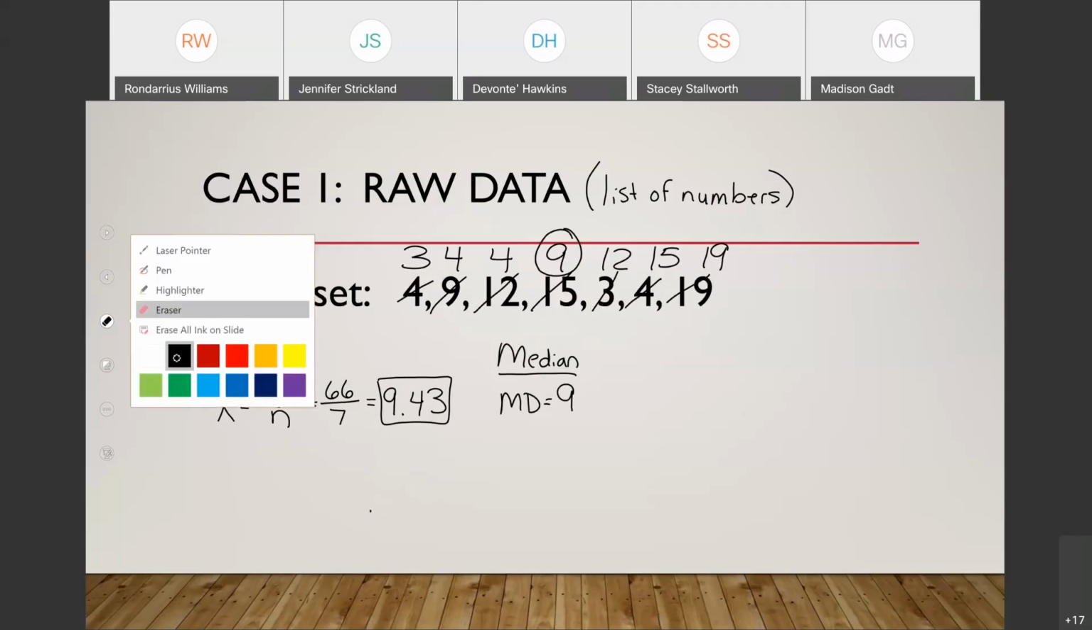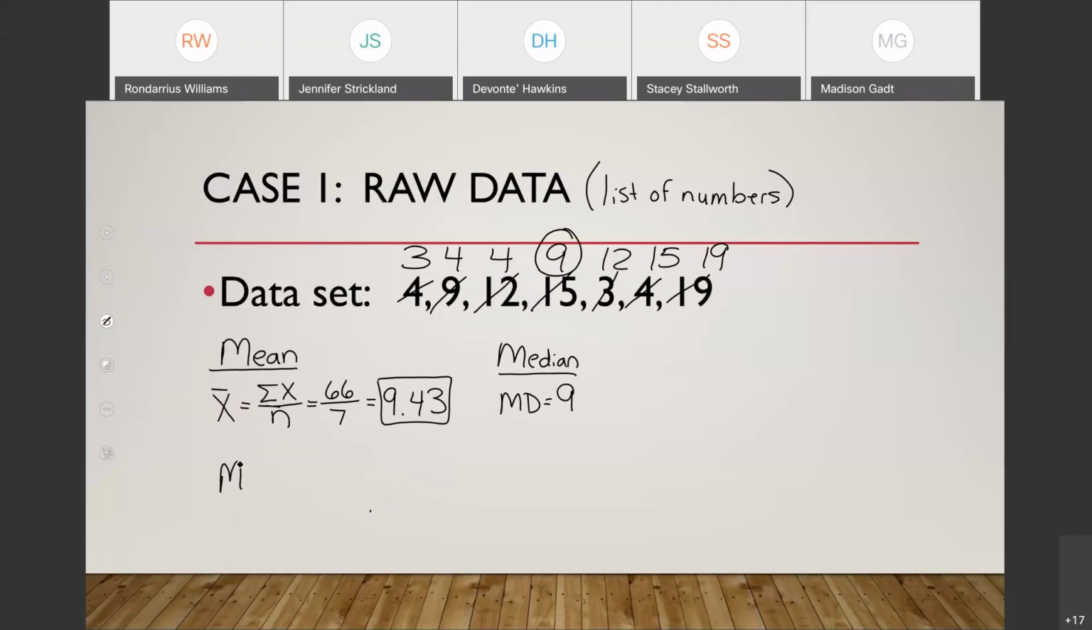All right, what about mode? 4. How come it's 4? More than once. Yeah, more than once. So remember we said that we're looking for the value that occurs more than once or the most, okay? And the mode will be 4.